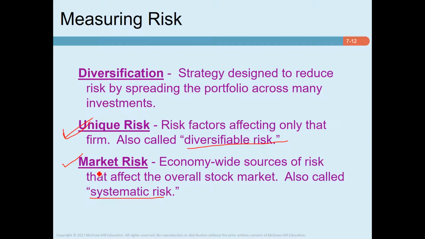On the other hand, market risk: let's say that a natural disaster comes. As a result, your entire country and entire economy are affected, so all the stock prices suffer to some extent. This type of risk is called market risk, which is actually a market-wide exposure. This is called systematic risk and also non-diversifiable risk, because this portion of risk cannot be diversified away.